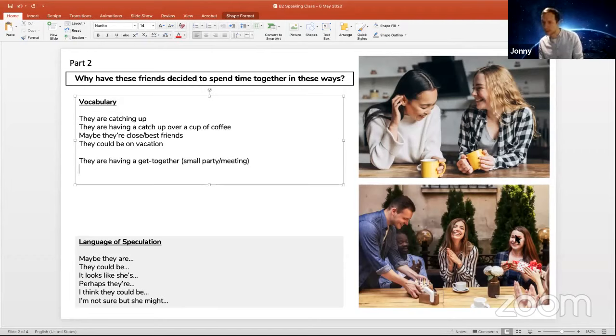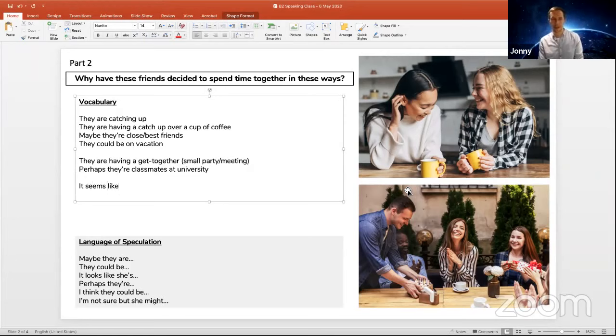Teddy says perhaps they're classmates at university. Good. Perhaps they're classmates at university. Good. Renula says it seems like they are having a great time. Don't forget, it seems like. Good.